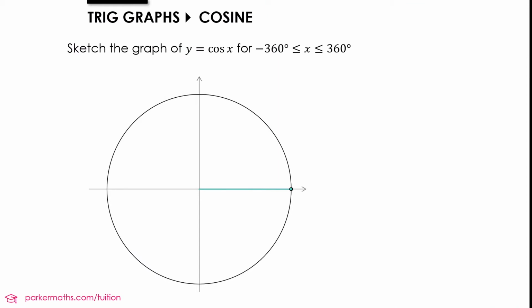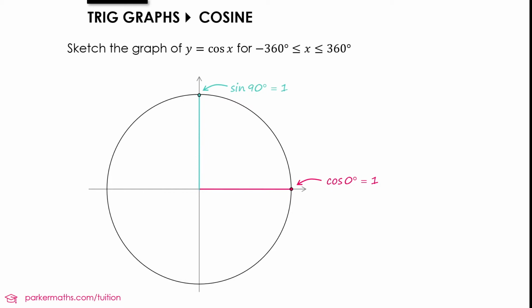So before we start the actual sketch, I want to just make some links between the graph of y equals sine x and y equals cos x by using the unit circle. So on my unit circle, the green line is going to represent values of sine x, and the red line is going to represent values of cos x. And as we can see from where we started, sine 90 equals 1 and cos 0 also equals 1.